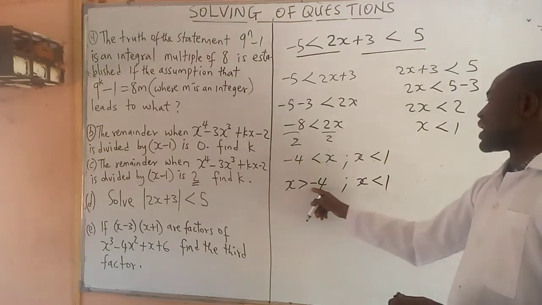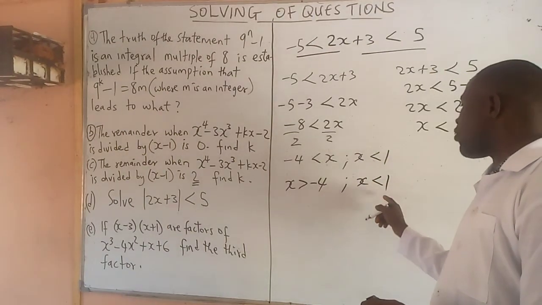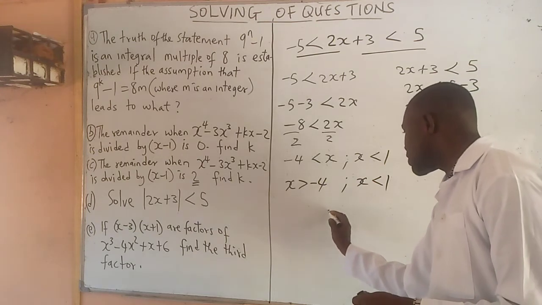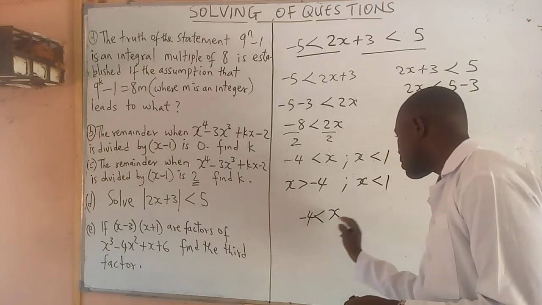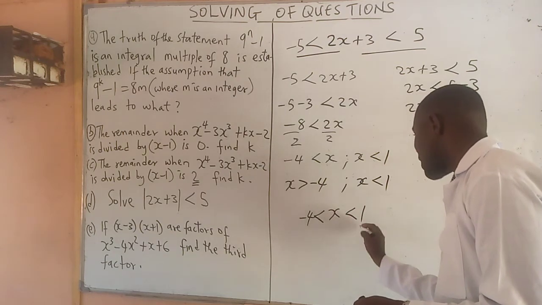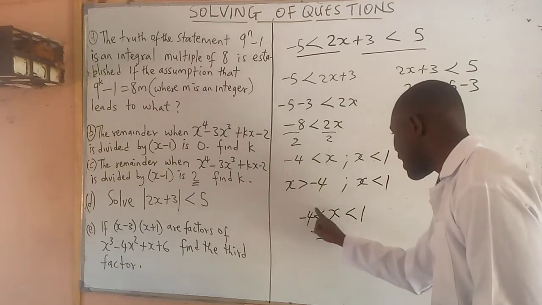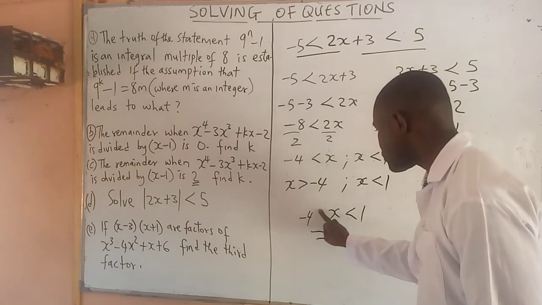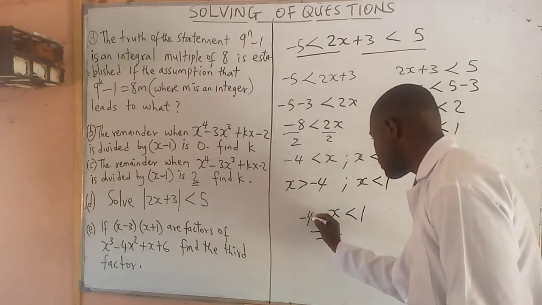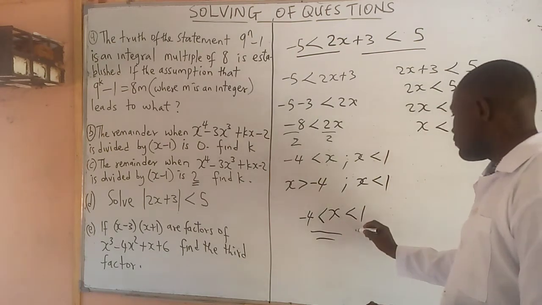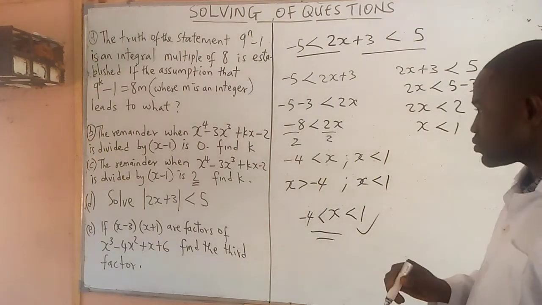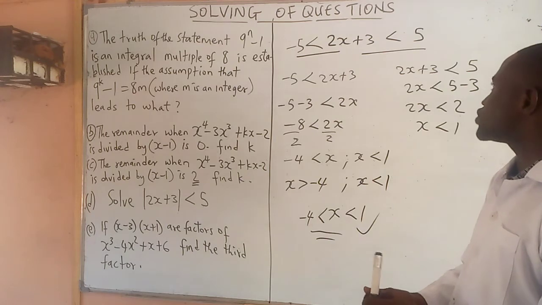Since x is greater than minus 4 and x is less than 1, you can put it in inequality this way: x greater than minus 4, x less than 1. This is your final answer. Okay? Good. That is the last. Now, go to the last question.